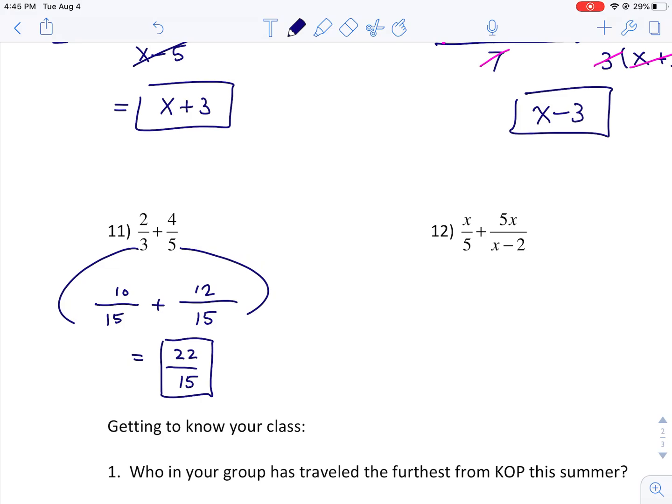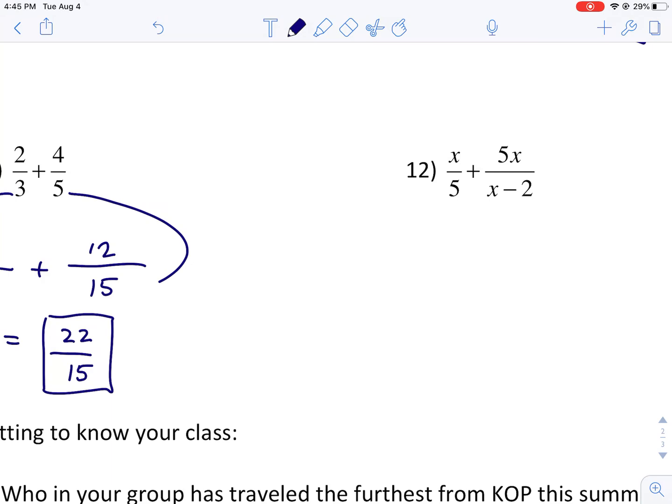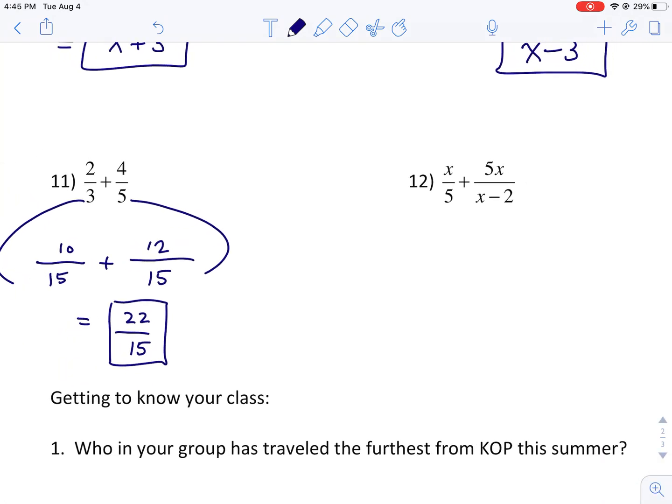Awesome. And then this last one here, well, I need a 5 and an x minus 2. Okay, well, I've got x over 5, right? Well, what do I need here? I need an x minus 2, right? I've got x over 5. I need an x minus 2. Let's throw it in there. x minus 2 on the top, x minus 2 on the bottom. Great. Over here, I have an x minus 2.